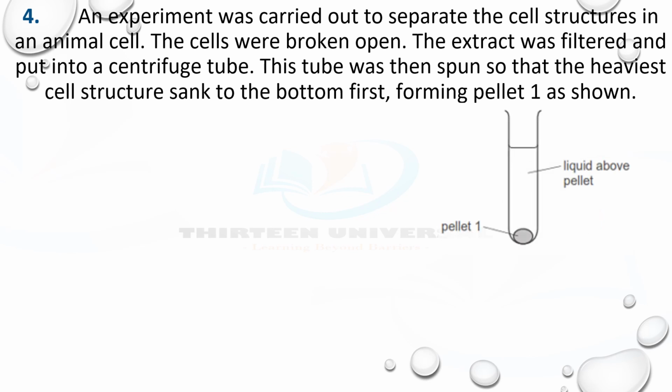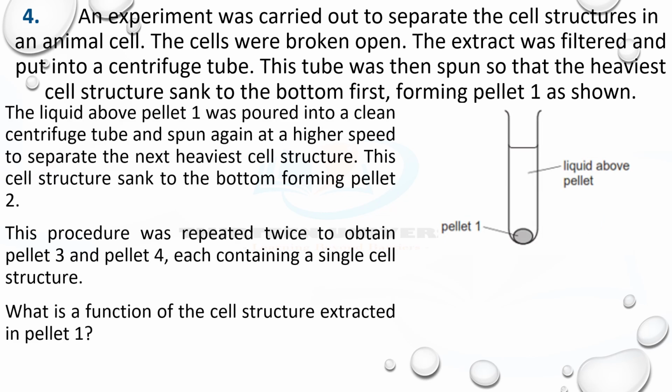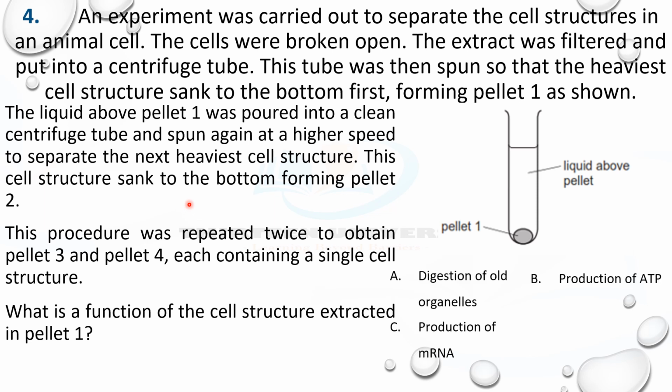This is very interesting. I want you to pay attention here. This is question 4. Let me get the options. Okay, A, B. Good. Look at it. It says an experiment was carried out to separate the cell structures in an animal cell. This is ultracentrifugation, cell fractionation. The cells were broken up. The extract was filtered and put into a centrifuge tube.